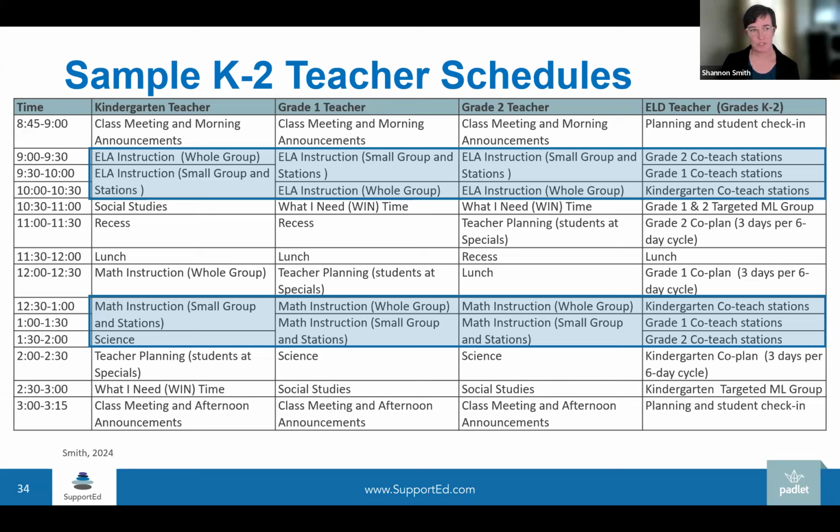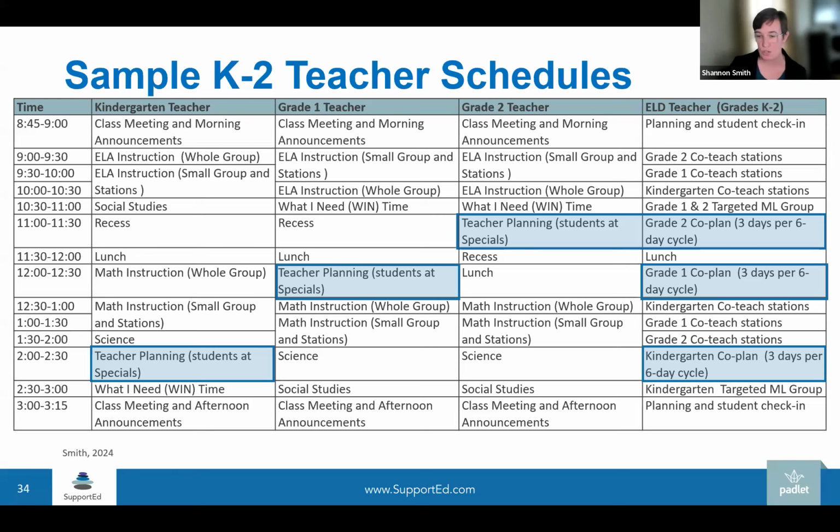In addition, they had daily opportunities to co-plan with each grade level team and co-teacher on their caseload. Note that the expectation that the Mountain administration had was that co-planning occurred 3 days per 6-day cycle. So they weren't co-planning every day, because the ELD teacher and the classroom teacher had other things to plan too. They wanted to make sure they had ample co-planning time, but also honored the individual planning time that they had.